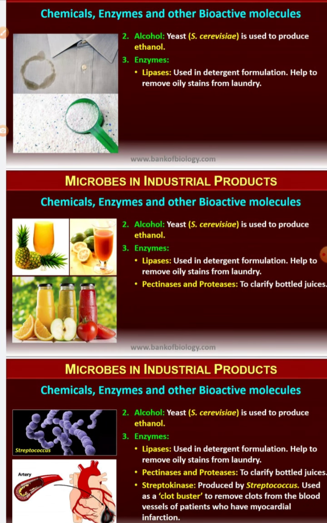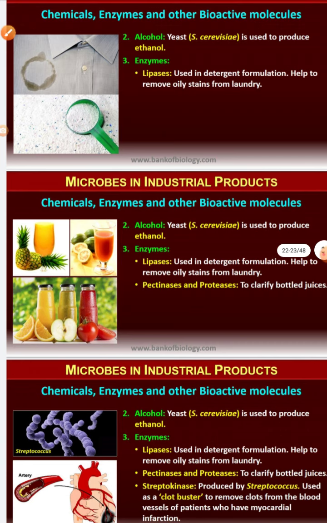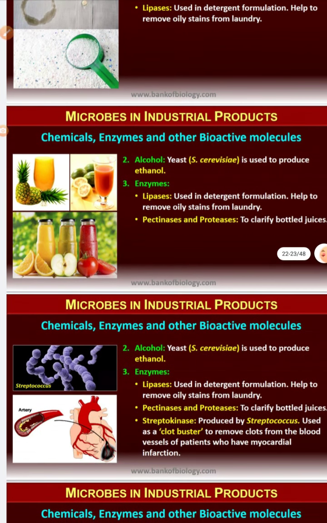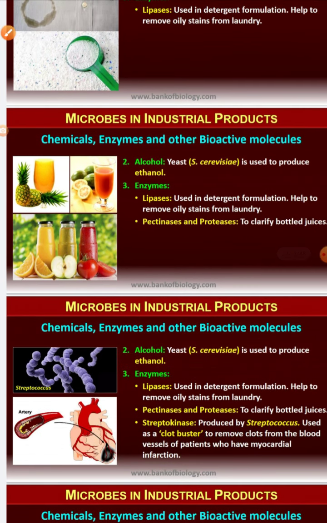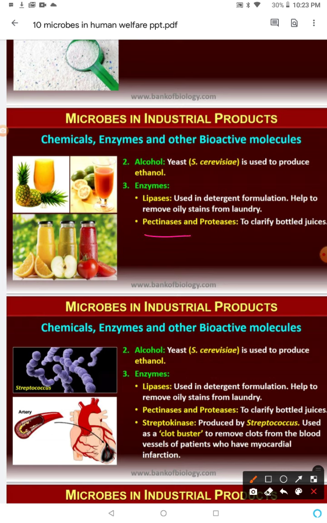Microbes in industrial products: chemicals, enzymes and other bioactive molecules like lipases. Then next is pectinase and protease. These are used to clarify bottled juices. The bottled juices, which are preserved ones, are prepared using pectinases and proteases.